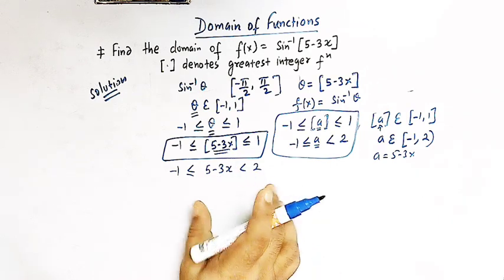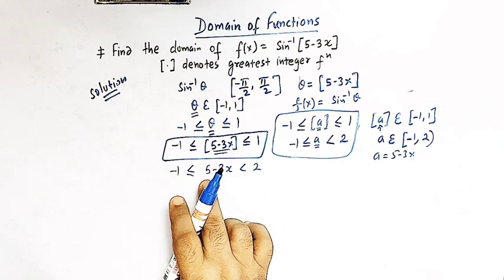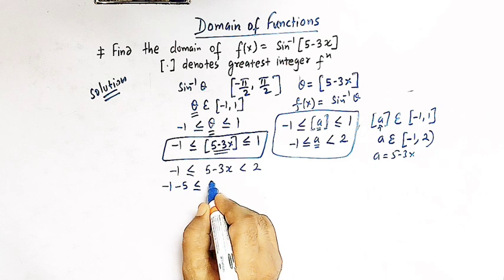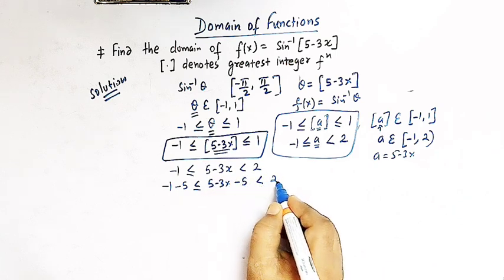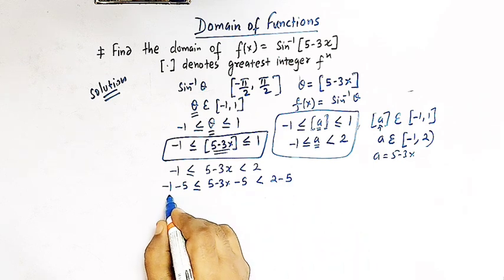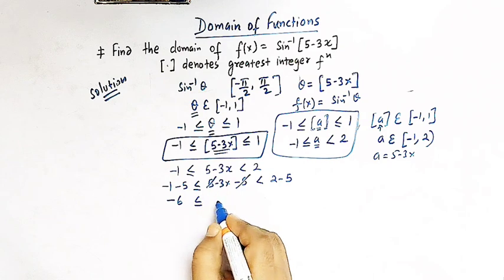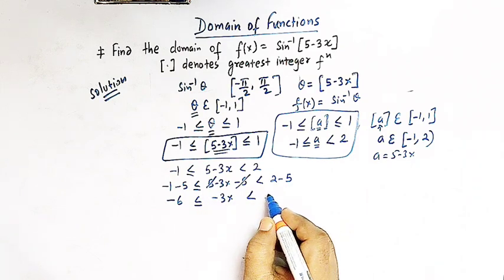So now we have this simple inequality, so we can now subtract 5 throughout. So we have minus 1 minus 5, here we have 5 minus 3x minus 5, and here we have 2 minus 5. So this is minus 6, and here this 5 and this 5 get cancelled, and we have 2 minus 5, that is equal to minus 3.